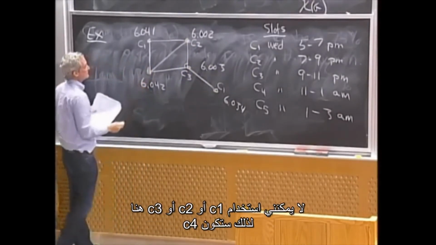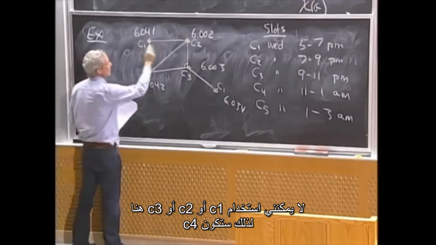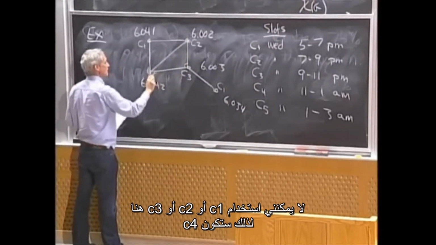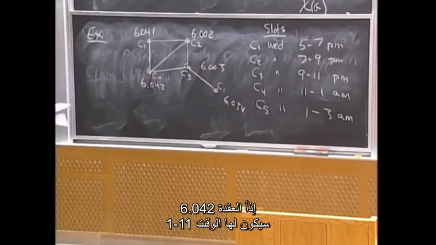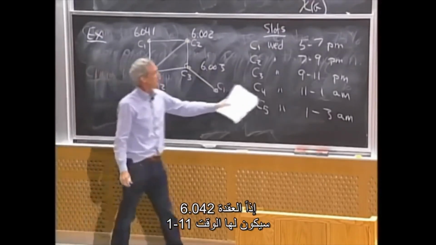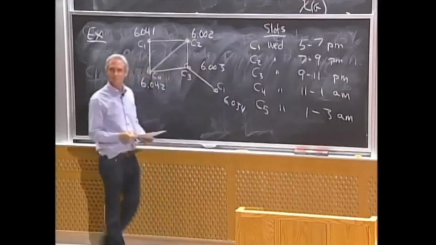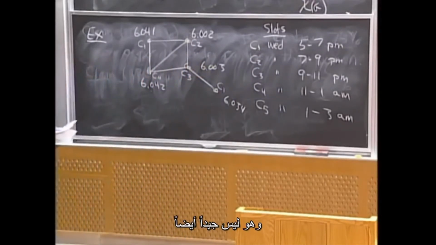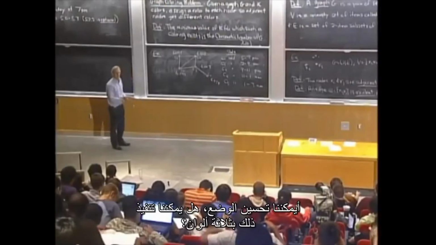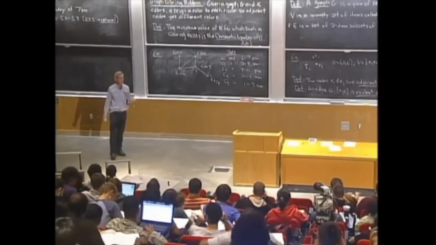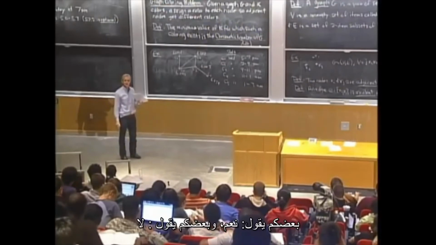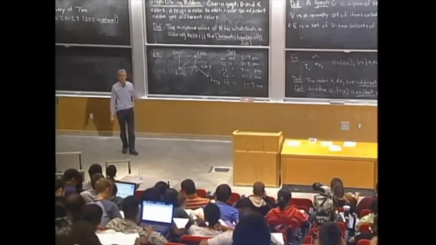And, well, I can't do 1, 2, or 3 here, so I got to go to color 4. All right, so 6042 will get the 11 p.m. to 1 a.m. slot. Not so good. Can we do any better? Can we get away with 3 colors? Some say yes, some say no.